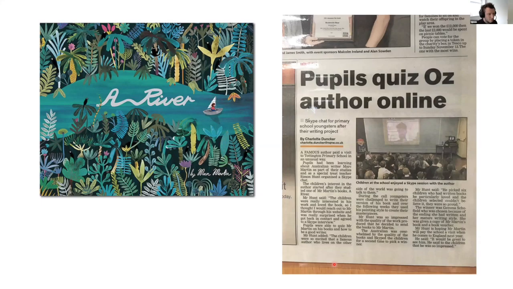The first one I did at my school at Tottington was for our first topic, rivers. There weren't loads of great books about rivers, but I found this wonderful book called A River by Mark Martin. He's the author and also the illustrator, he's based in Australia, and the book is beautiful. It's really lovely, very good for years 3 and 4. So we did some work around the book.